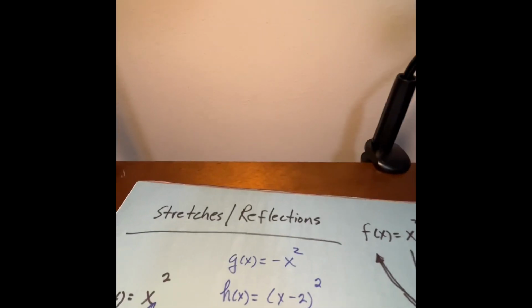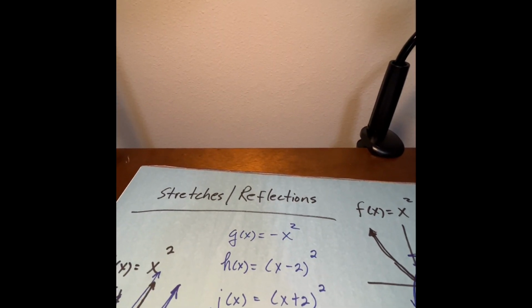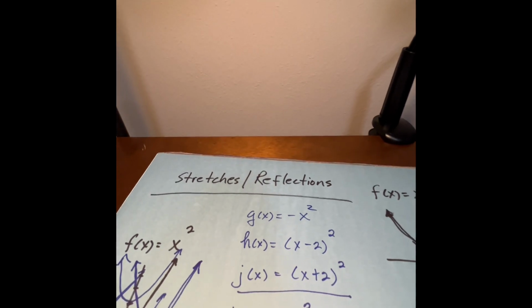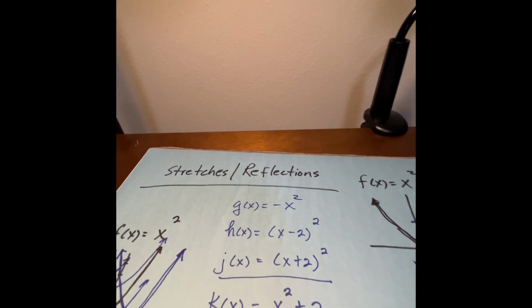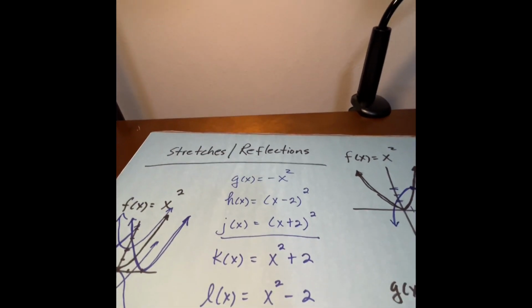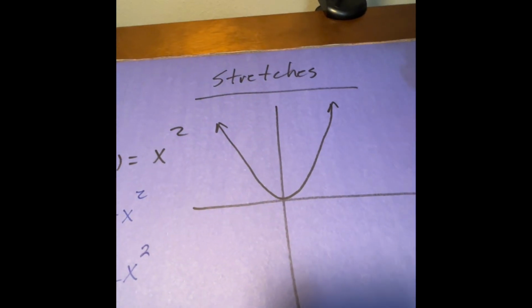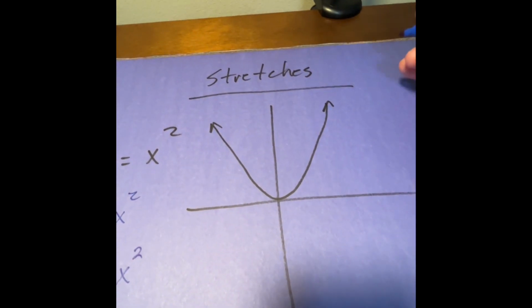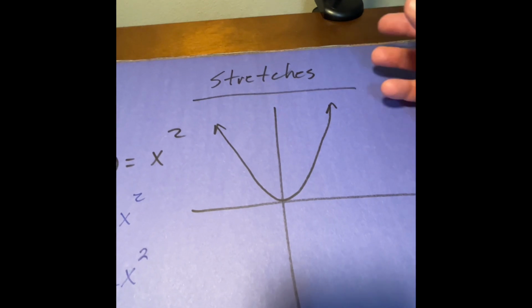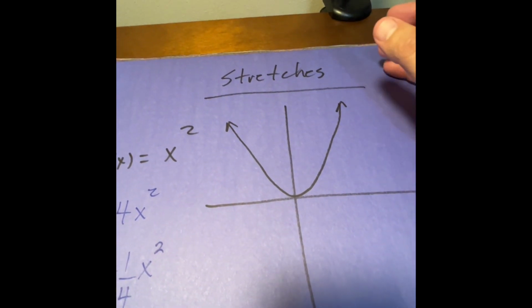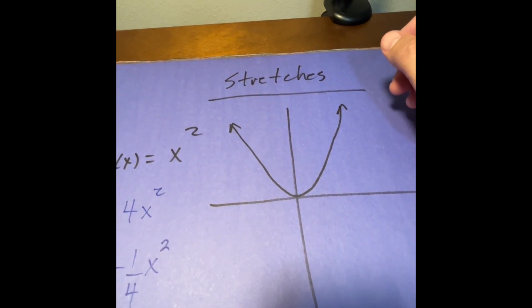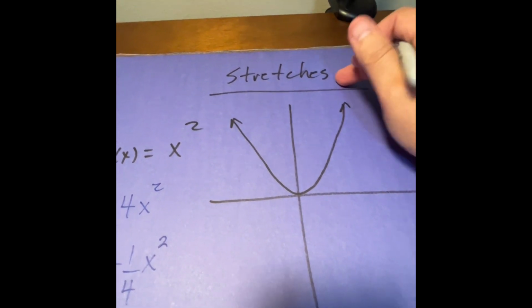Well, that's a little bit about stretches and reflections. Now, one thing I didn't do, hang on just a second, let me tear off another page. One thing I didn't do is include any stretches. In the previous one, we had reflections, horizontal shifts and vertical shifts, but we didn't have stretches.